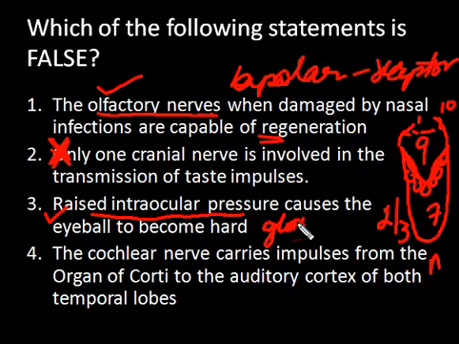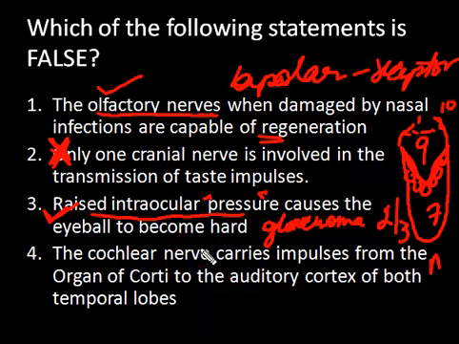Glaucoma is either due to increased production of aqueous humor or decreased reabsorption or drainage of aqueous humor. Suppose there's a blockage in the canal of Schlemm, the intraocular pressure can be raised, and yes, it does cause the eyeball to become hard. So this is a true statement.